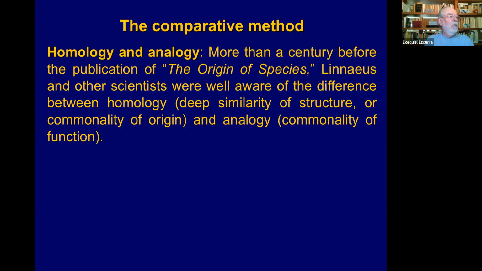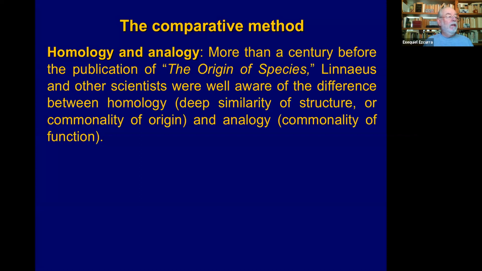Homology, he called commonality of origin, or deep similarity, or similarity of structure, while analogy, he called commonality of function. Let me explain what this is. Think about, for example, the wing in a bat. Now, if we look at organisms with wings, insects have wings, birds have wings, and bats have wings. So they all fly. They're all flying animals.